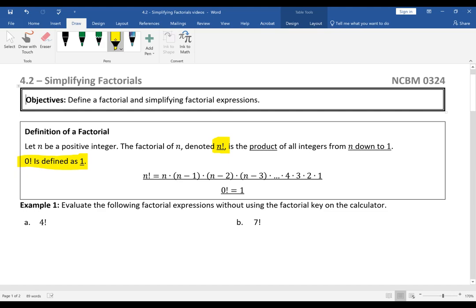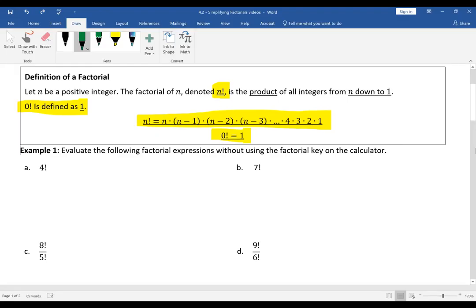So, for example, n factorial is going to be the product of all the integers starting with n, and then you multiply down: n times n minus 1 times n minus 2, keep going until you reach 1. And keep in mind, 0 factorial equals 1.